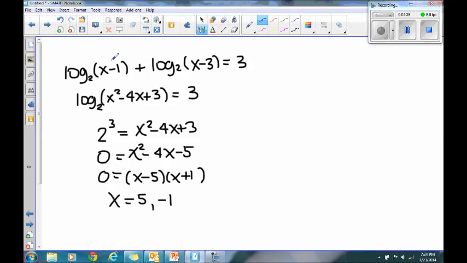Now when I check, my 5 works in both places, it's fine. But -1 gives me log of -2 here, so without even checking it anywhere else, I know I have to mark it off the list. For this problem, the only solution is that x is equal to 5.